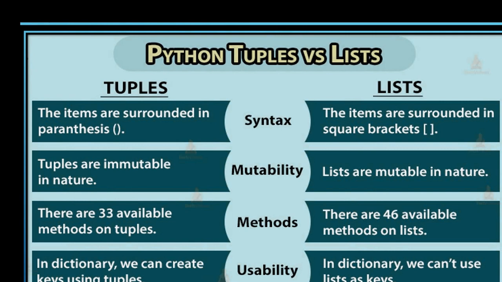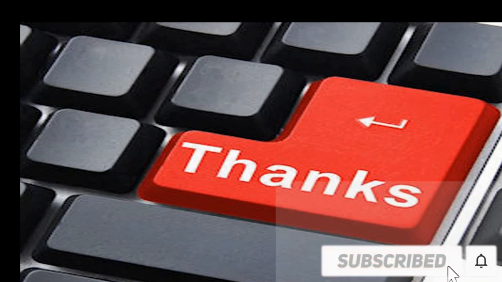Next we have the differences between Python tuples and lists. In tuples, the items are surrounded by parentheses, and in lists the items are surrounded by square brackets. Tuples are immutable in nature. Lists are mutable in nature. There are 33 available methods on tuples. There are 46 available methods on lists. In a dictionary, we can create the keys using tuples. In a dictionary, we cannot use a list as the keys. These are the important differences between lists and tuples in Python. Thank you.